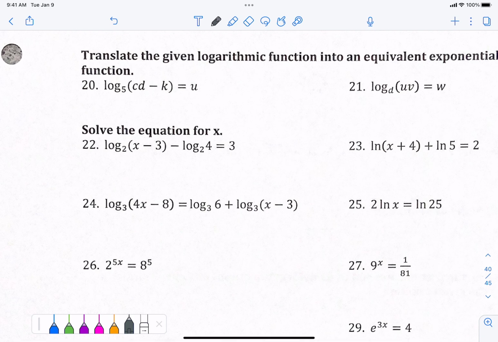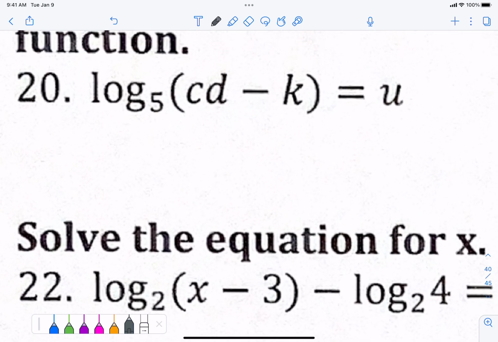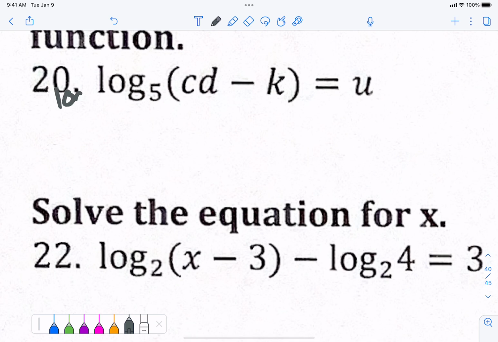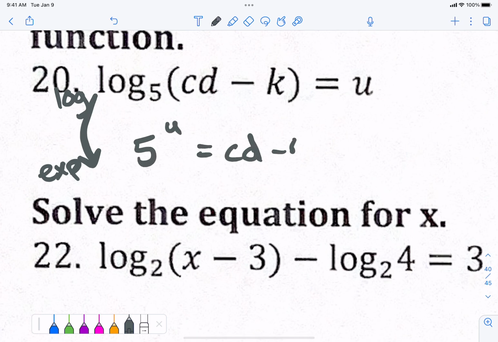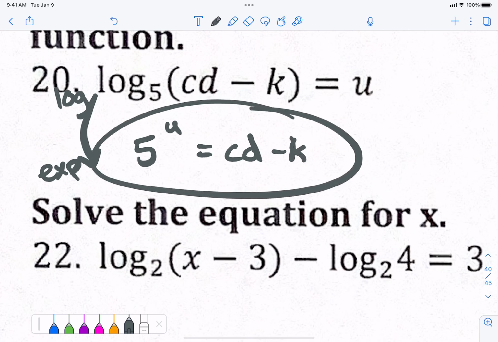Translate the given. This is more of what you want. Okay, is this a log or an exponential function? This is a log. We have to make it exponential. So its base is 5: 5 to the u equals cd minus k. And that's it. You're not solving for anything. You're just making it the other form.